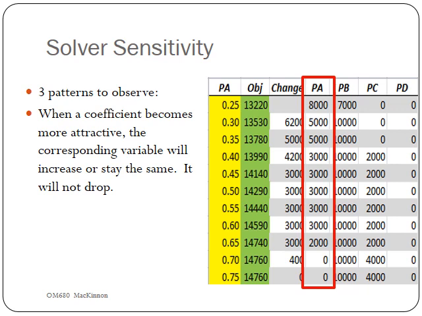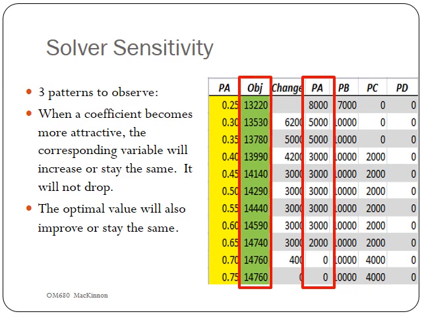So when the PA price becomes more attractive, in other words, as it drops, the corresponding variable, the PA variable, what's outlined in red here, will increase or stay the same. That makes sense, right? As the route from P to A becomes less costly, we're going to send more along that route. Okay. The optimal value will also improve or stay the same. It will not drop. Okay. And also notice that the change does not need to be gradual.